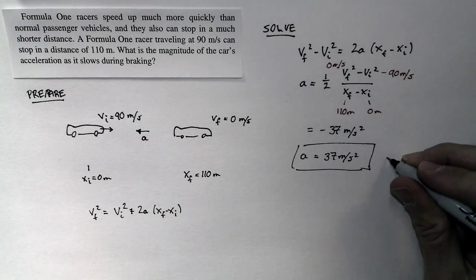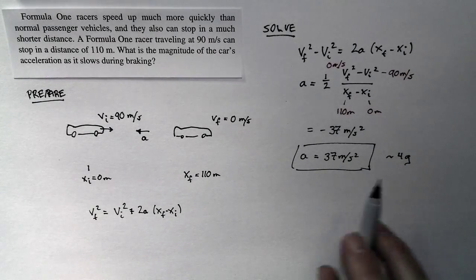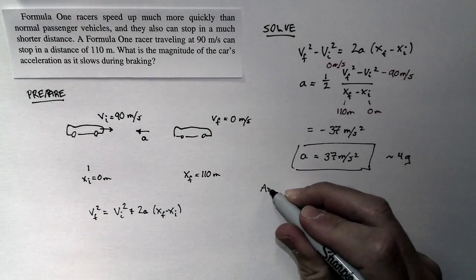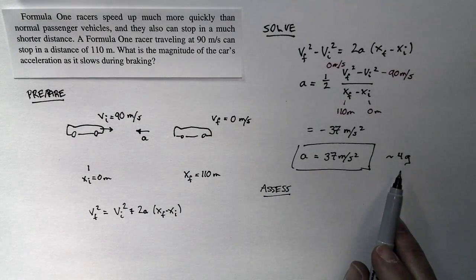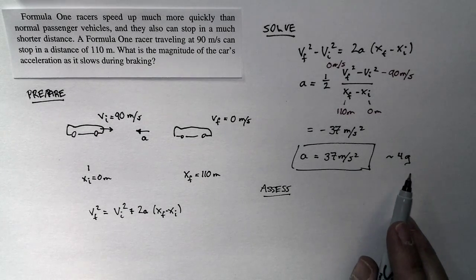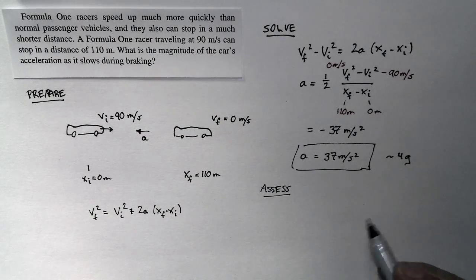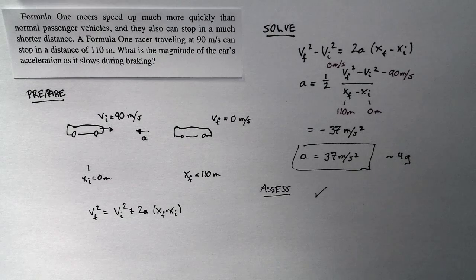Now, as a quick check on our work, this is approximately equal to 4 Gs. And we suggested at the start that we'd expect the acceleration to be quite large. A normal passenger vehicle can do about 1 G. This car is doing about 4 Gs. And so the acceleration is large as we would expect it to be. And so our final result matches our understanding of the way the world works.